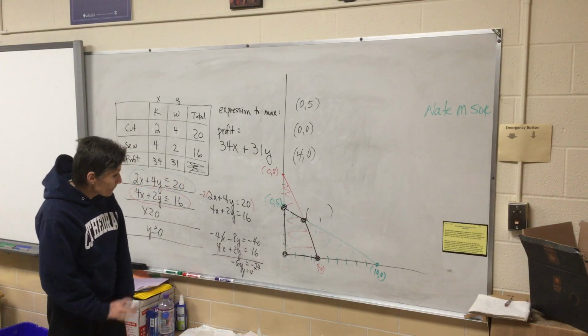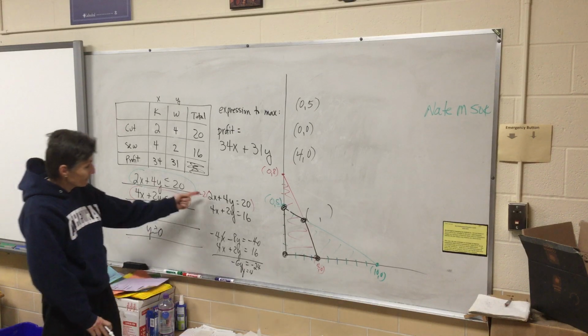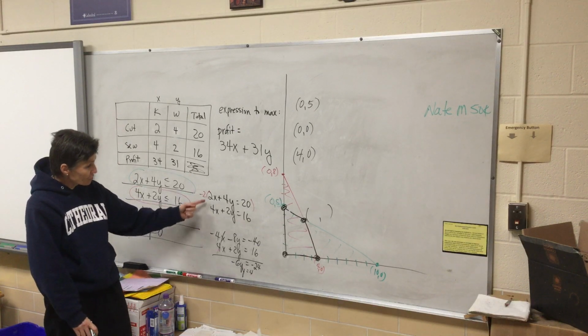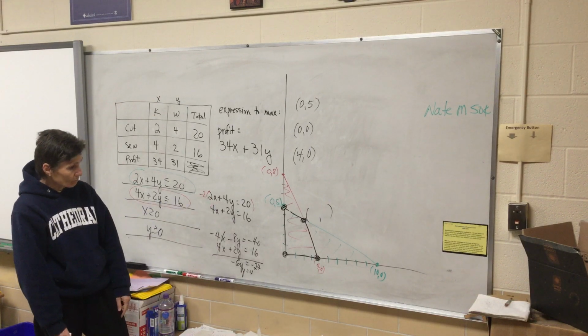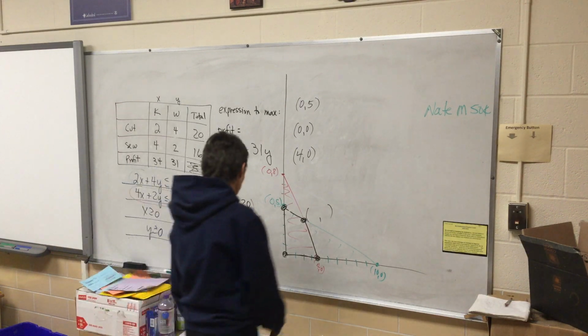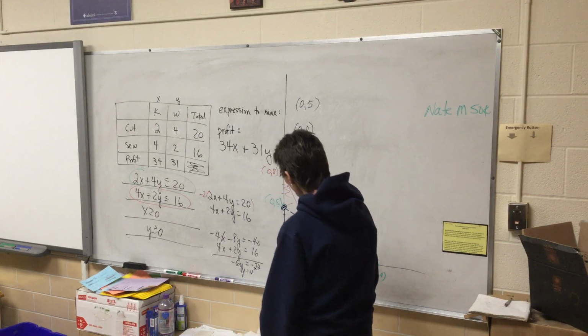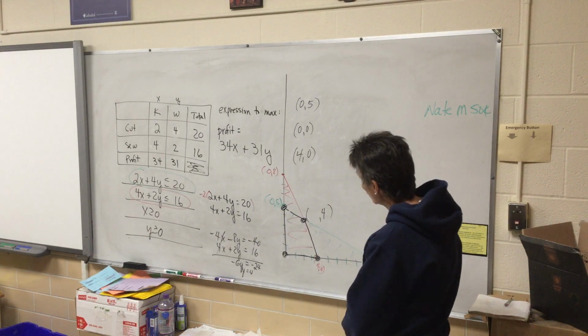Miss Ford, why'd you distribute -2 again? We're going to eliminate. She chose to eliminate. So you have to make these cancel. So I got a y value of 4. That's the y value.